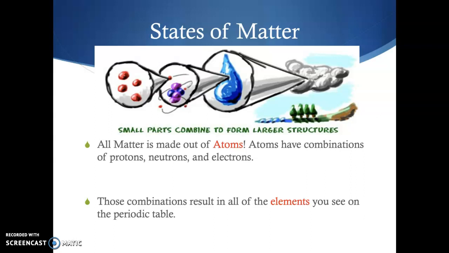So, states of matter. All matter or all stuff is made out of atoms. Okay, so everything that you can see, feel, touch, breathe, even air, is made out of atoms. And atoms are these small little particles that have a certain combination of protons, neutrons, and electrons. And the differences in those combinations are all the different elements that you see on the periodic table.